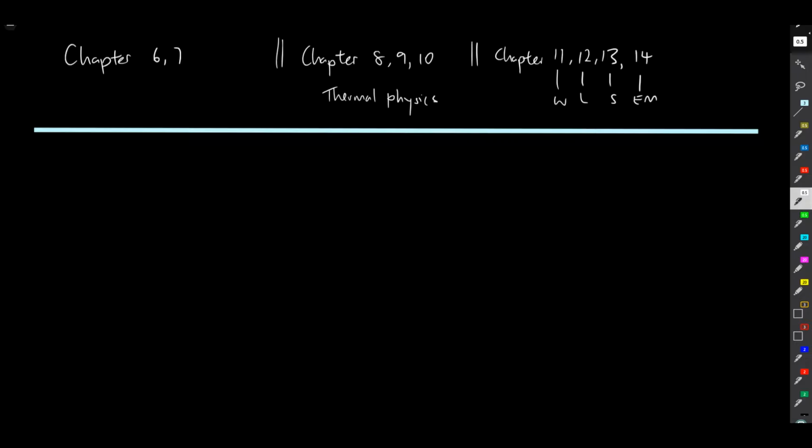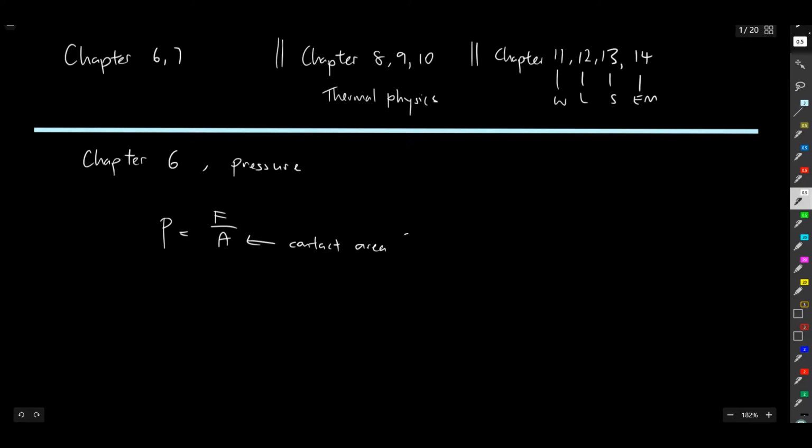Okay, so chapter 6 and 7, I think chapter 6 is quite straightforward. So let's start with chapter 6, pressure. So the formula for pressure is equal to force over area. Now this area is your contact area and not your base area. Contact area is defined as the area that is touching the ground, right? So the object and the ground, how much they are in contact. And this force is the force applied.